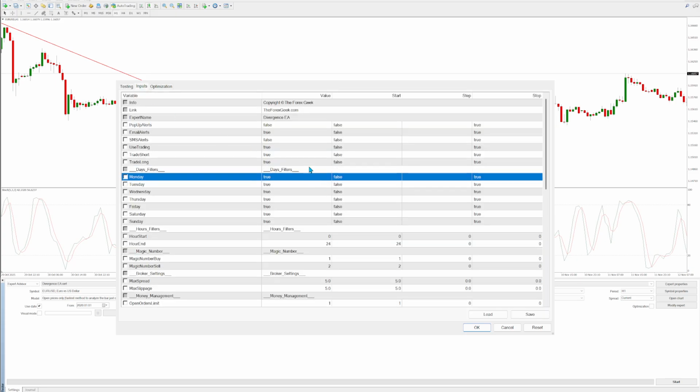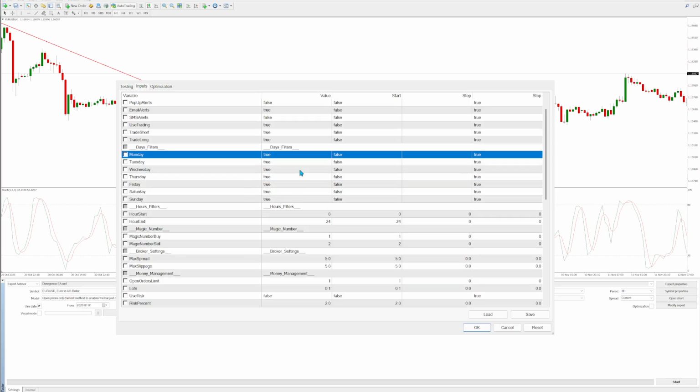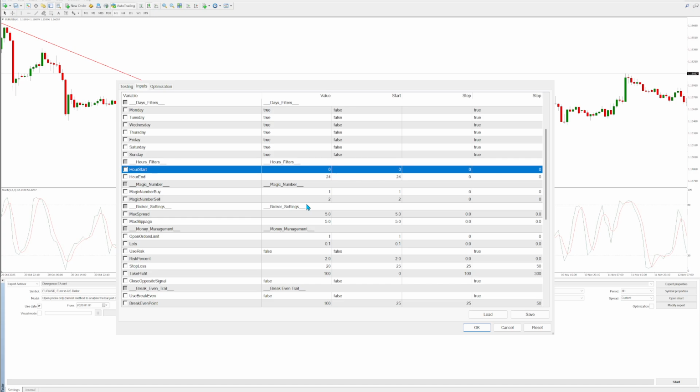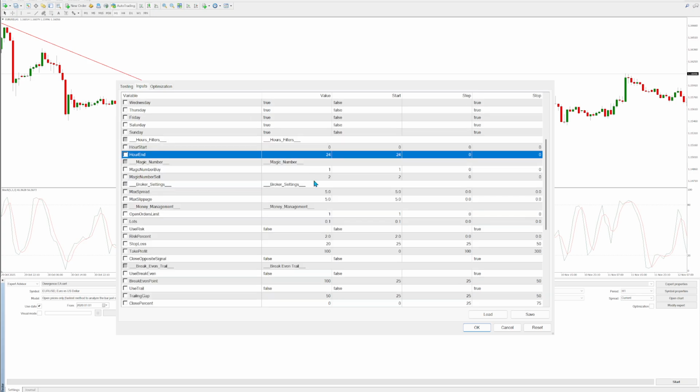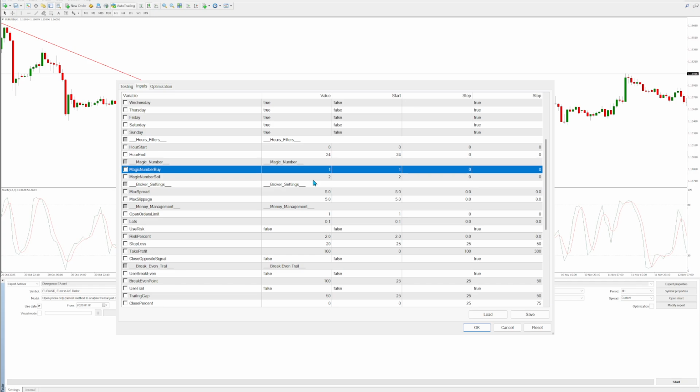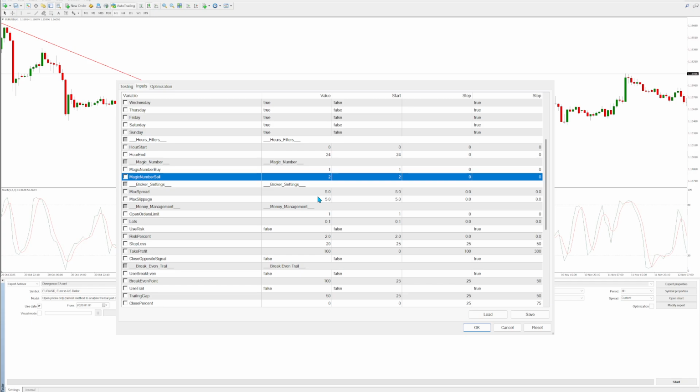Days filter, self-explanatory. This is the days of the week you'd like the EA to trade. Hours filter as well, self-explanatory. Perhaps you want to trade a particular trading session, maybe the London, the New York, perhaps the London and NY overlap, maybe the Asian, the Sydney and Tokyo sessions. So you can adjust hours accordingly there. Magic number buy, magic number sell. These are the order IDs that are sent with the buy and sell trades. This is handy if you want to perhaps use multiple EAs on the same account and you don't want them to clash with each other.